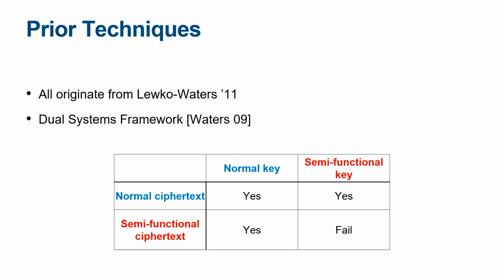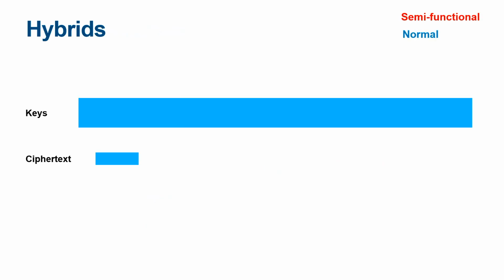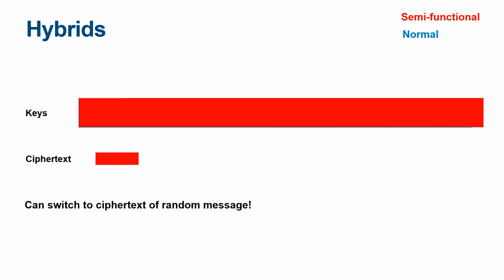This is the main idea in the dual systems framework, and this structure of building your system allows you to do the following style of proof. It allows you to first take your ciphertext and change it to semi-functional. This doesn't change anything in the system because you can mix and match semi-functional keys with semi-functional ciphertext. Then you can do very small hybrids to change the keys one by one to semi-functional. And when you're done, you can just change the ciphertext to random, right? Because you cannot mix and match semi-functional keys with semi-functional ciphertexts.